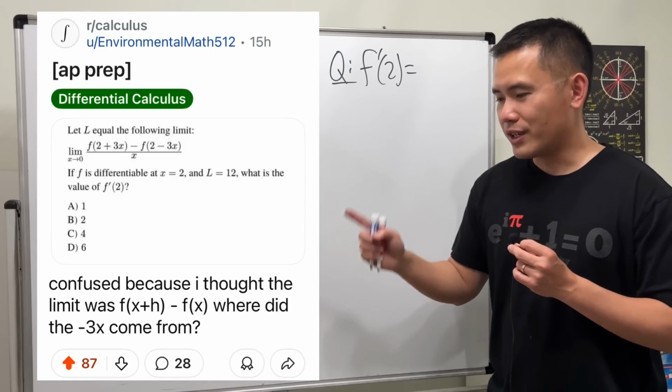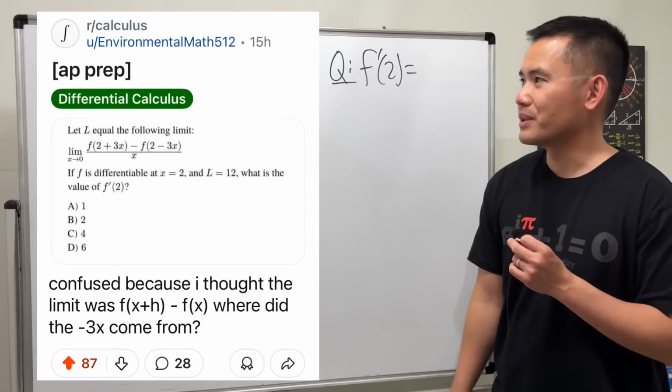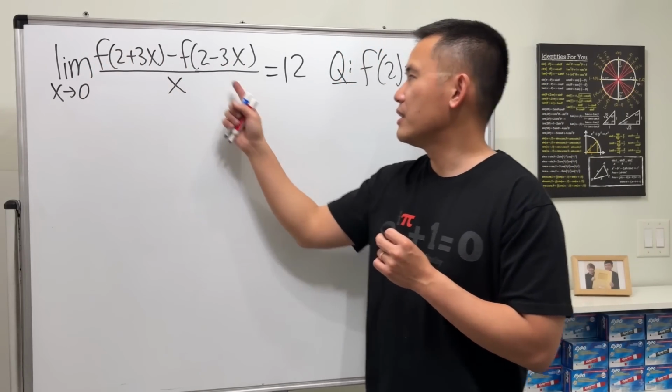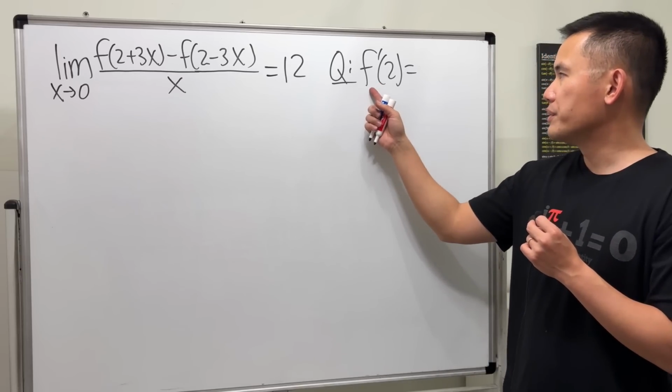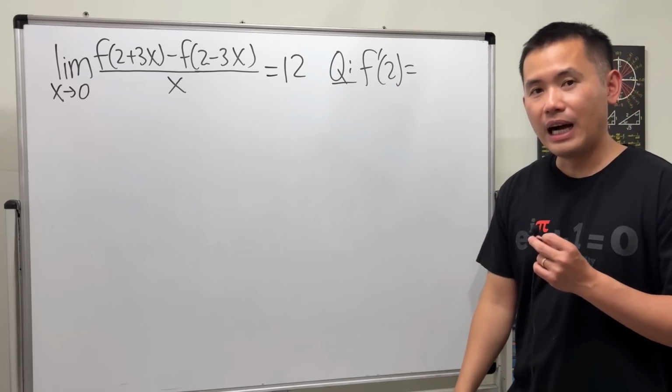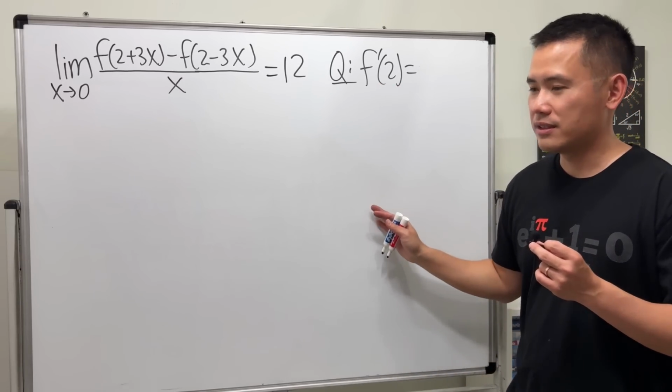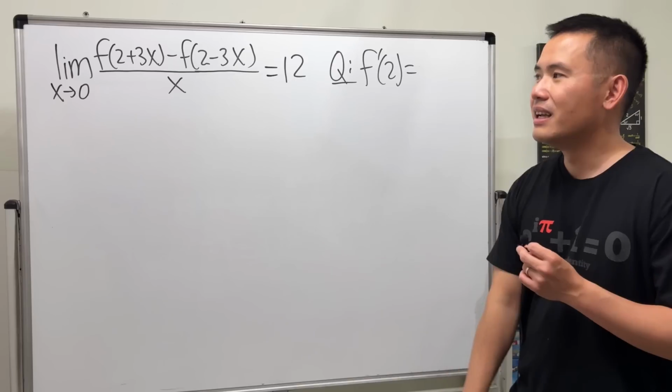So this limit is from Reddit. It's very interesting. Let's have a look. We are given that this limit here is equal to 12. And based on that, we are going to find out the derivative of f at 2. How can we do it? I'm going to show you guys the L'Hopital's rule later, not now, okay?